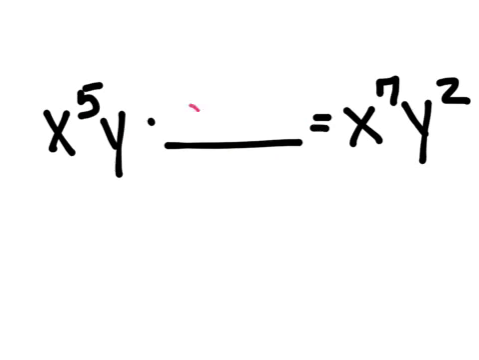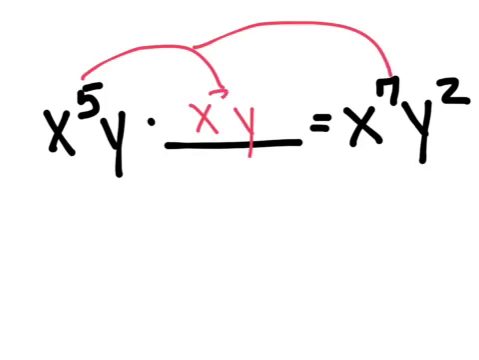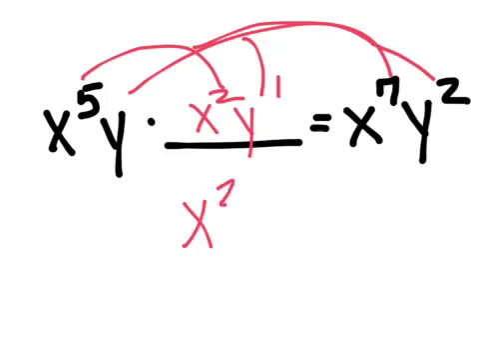In this case, x and then y, 5 plus something is 7. 2, and y plus something is 2. No, 1 plus 2 is 3. It's 1. Just 1, so the final answer is x to the second, y. You can put an exponent of 1 in your work. You cannot put it in your final answer.